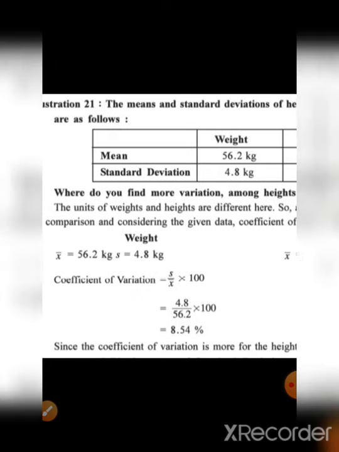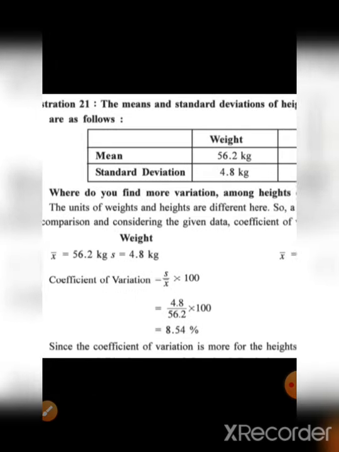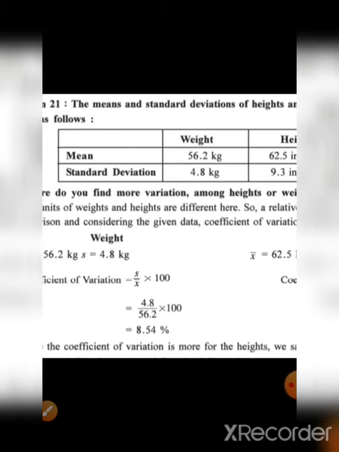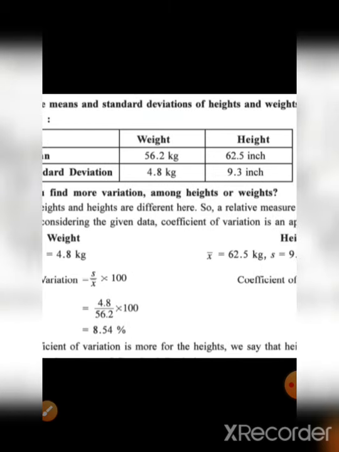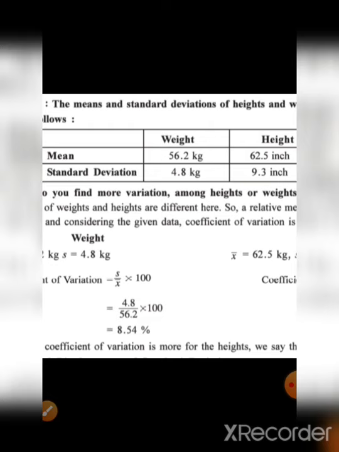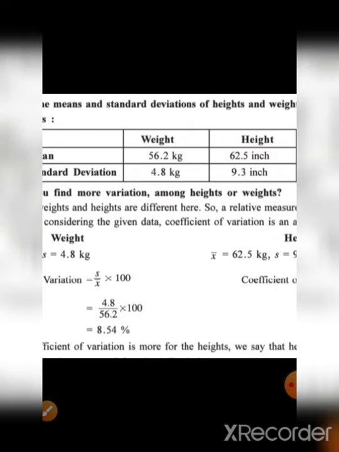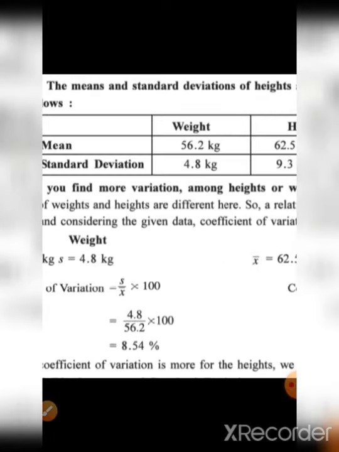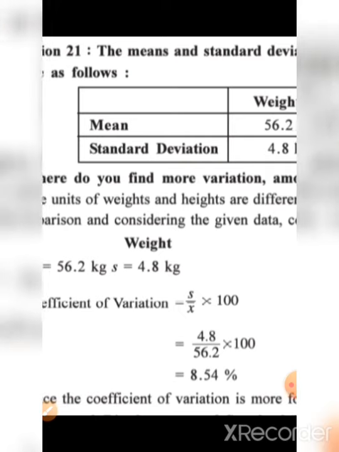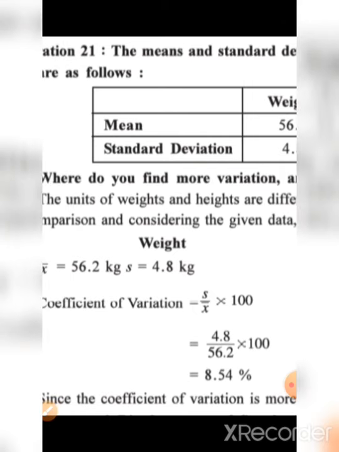The last line they have given asks: where do you find more variation, among heights or weights. So when we are finding more variation, whether it is among the heights of the students or the weights of the students, that we need to show. Again, we need to find the coefficient of variation, and you would find everything is given to us. First of all, we will do the calculation of the coefficient of variation for weight.